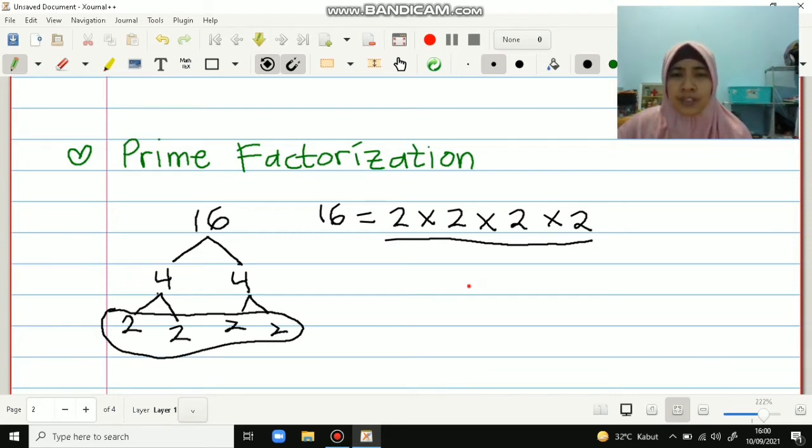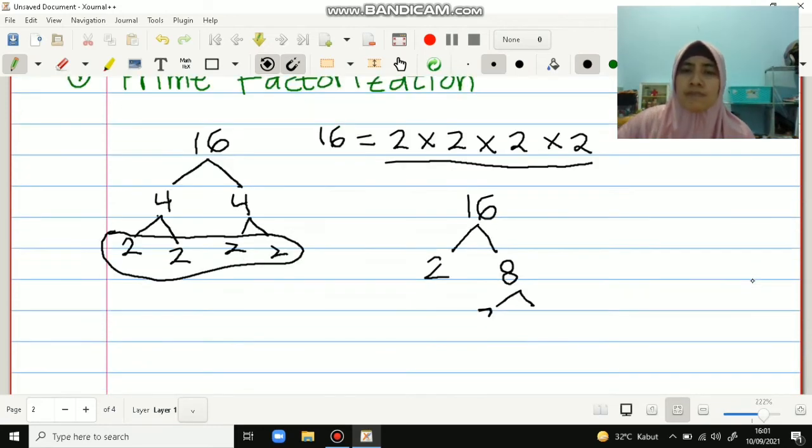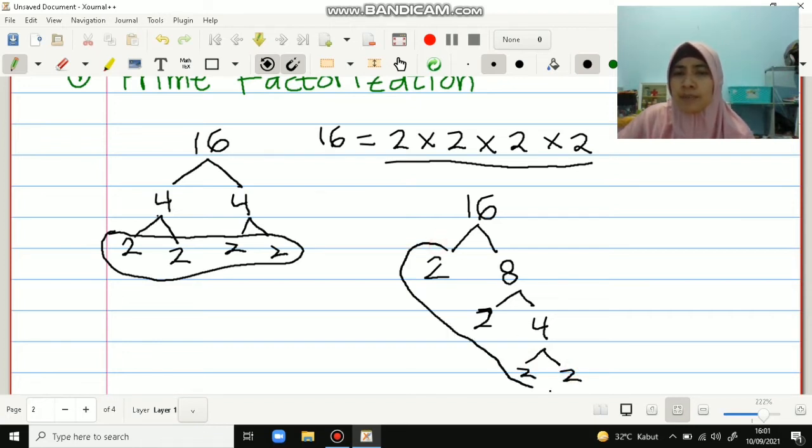Can we make another different tree for 16, miss? Yes. Let's say someone wants to make 2 times 8. That's fine. 2 is a prime, so you cannot continue. You can continue with 8. 2 times 4. And continue again with the 4. 2 times 2. You still get the same prime factorization. 2 times 2 times 2 times 2.